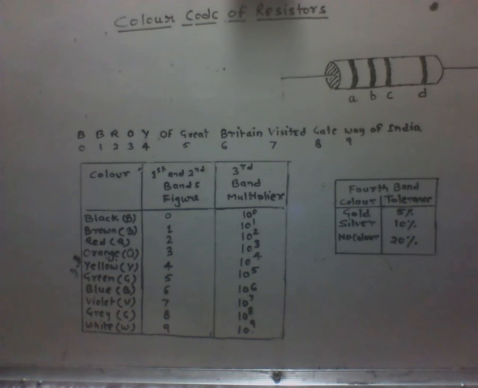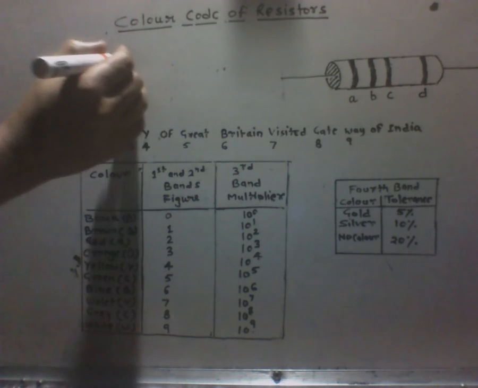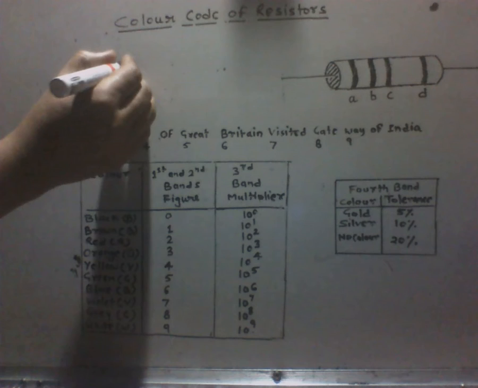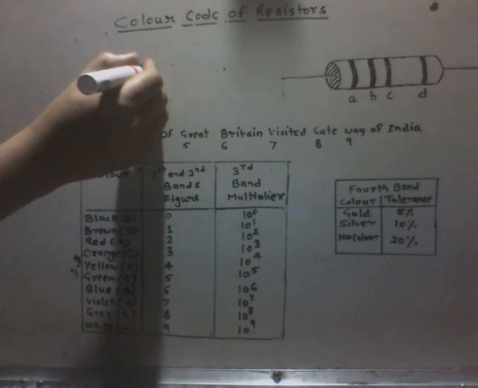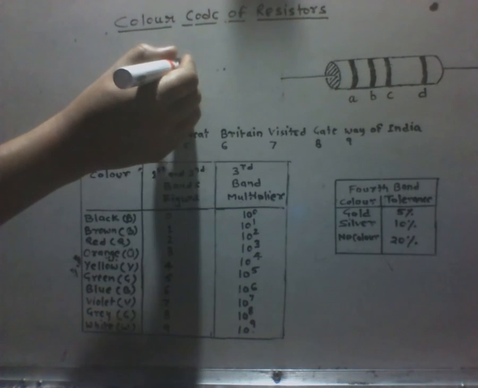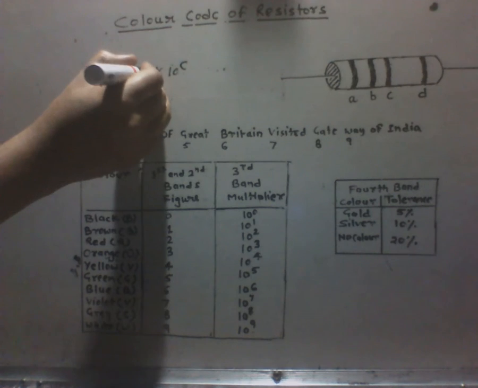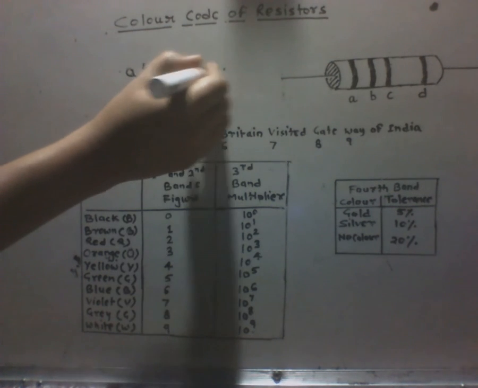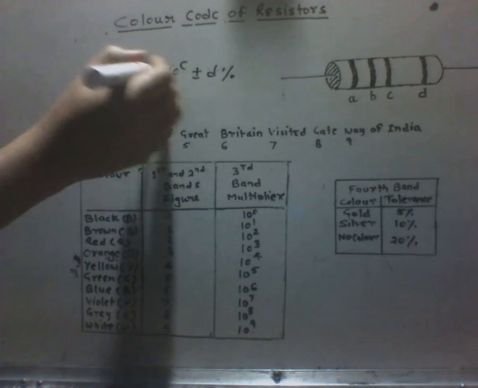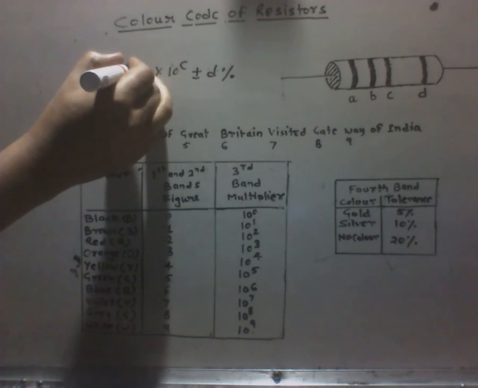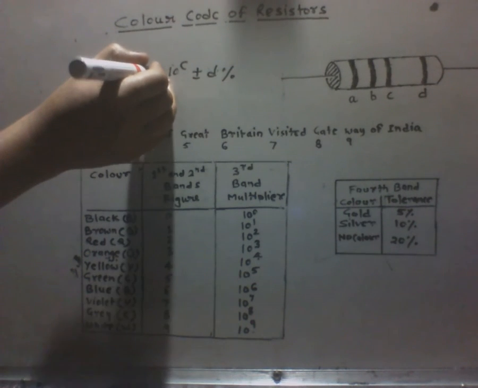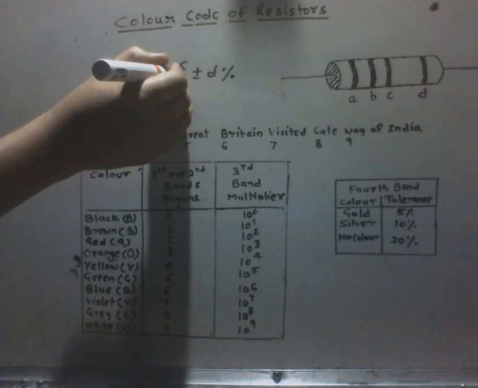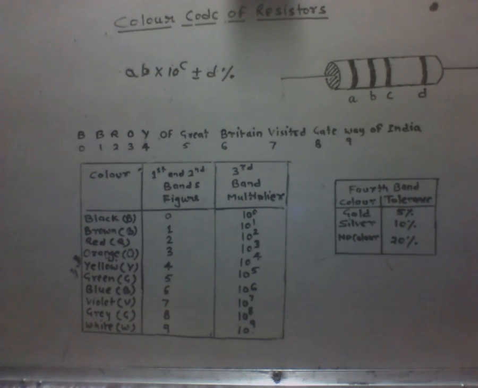Now the formula for writing the resistance of a carbon resistor is AB into 10 to the power C, plus minus D percentage. Here A is the color of the first band, B is the color of the second band, C is the color of the third band, and D is the color of the fourth band.